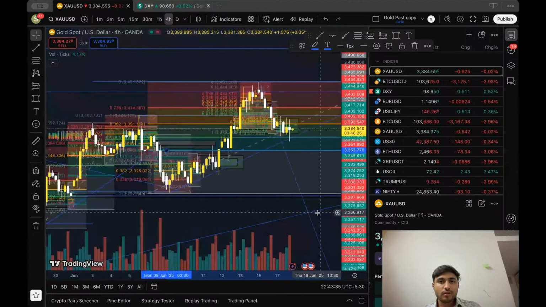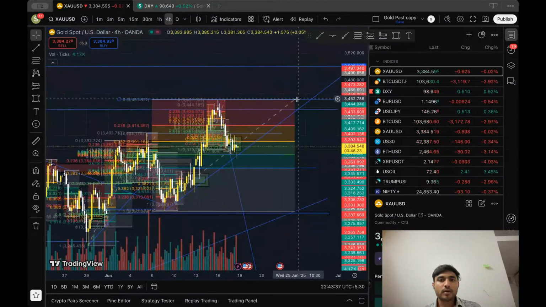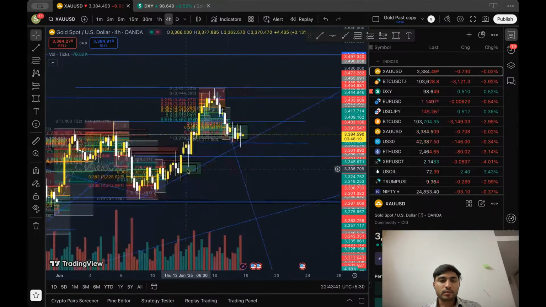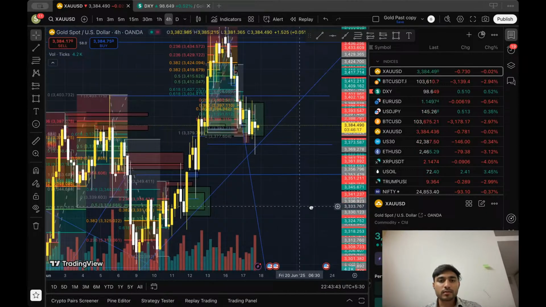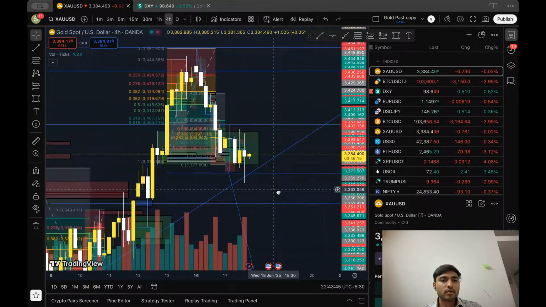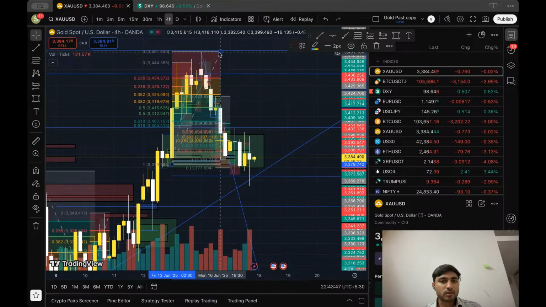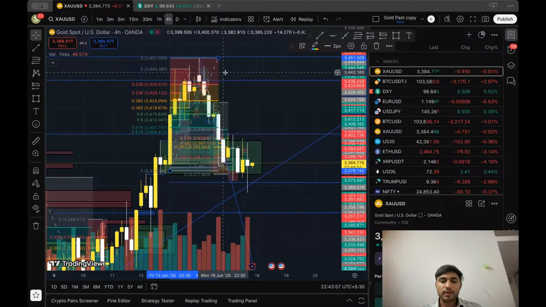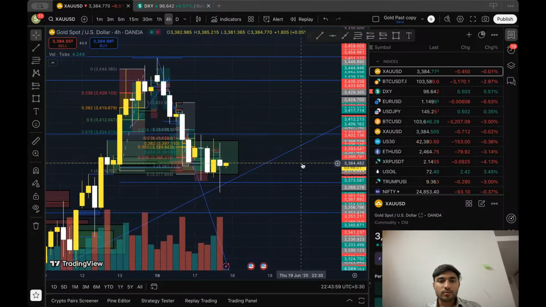I can remove this, and then we take this out. It's not very clear, but clearer than before. Also let me clear. If you have any important levels, you should mark them before taking the trade. This is fine.